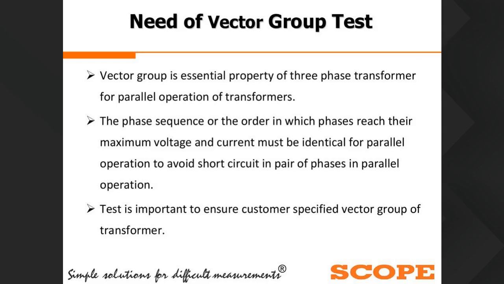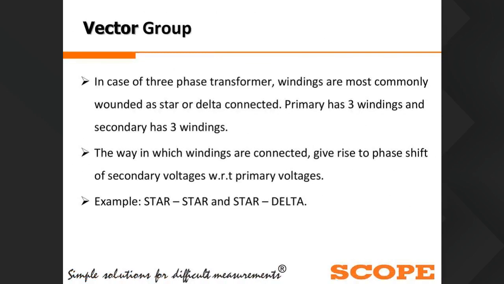So this is the basic reason to test the vector group before connecting two transformers in parallel. Here you can see the different types of connections, that is star-star, star-delta, star-zigzag, like that.